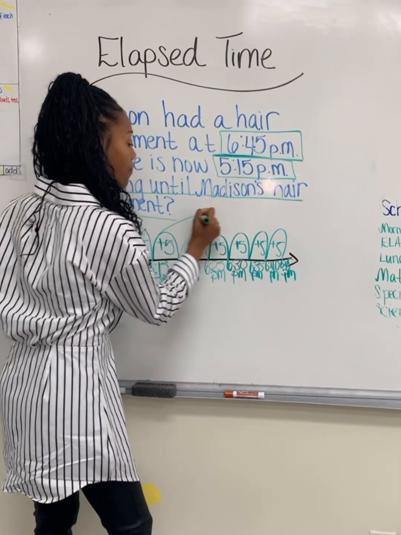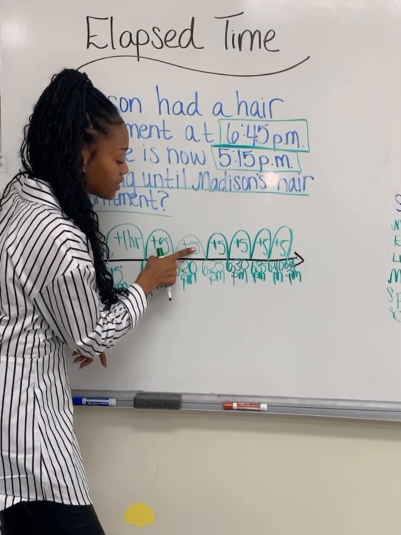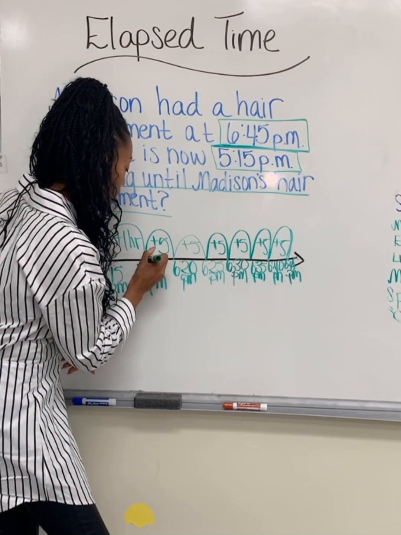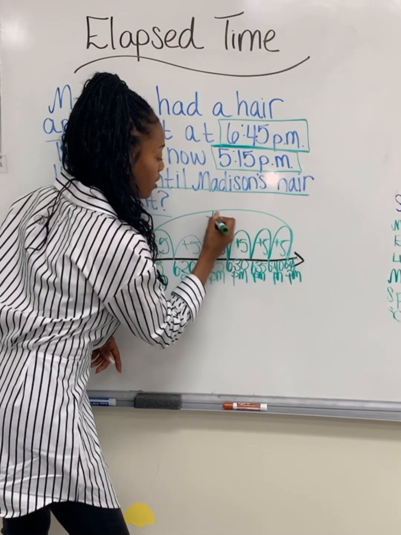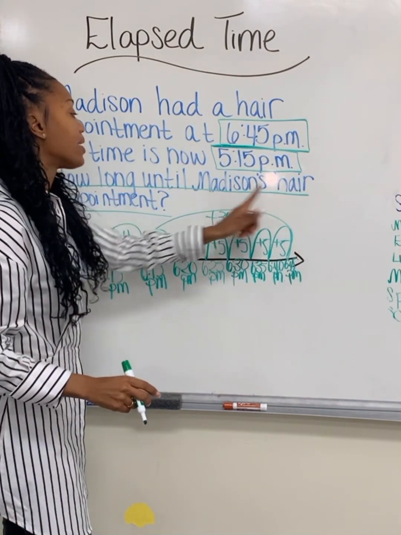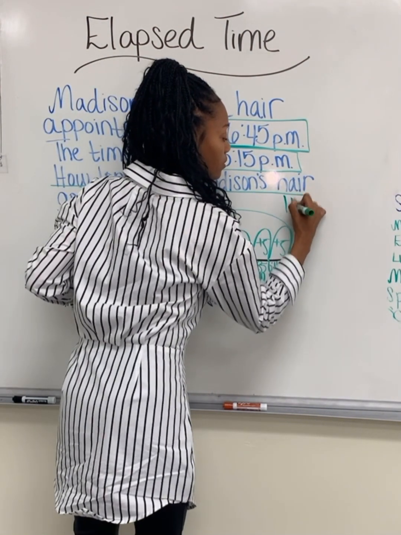Now I'm going to add up all of these here. Ready? Five fives. Here we go. 5, 10, 15, 20, 25, 30. So now we have plus 30 here. So to answer our question, how long until Madison's hair appointment, we have 1 hour and 30 minutes.